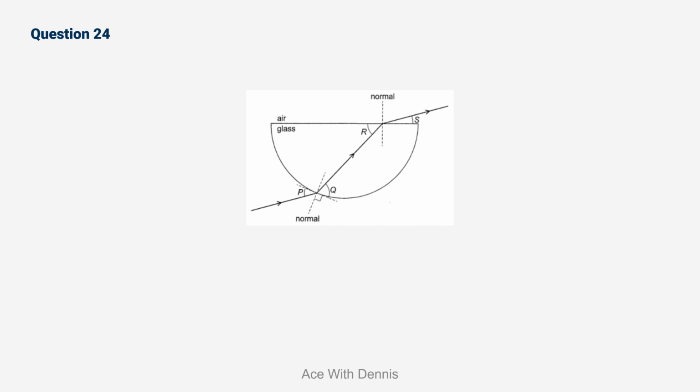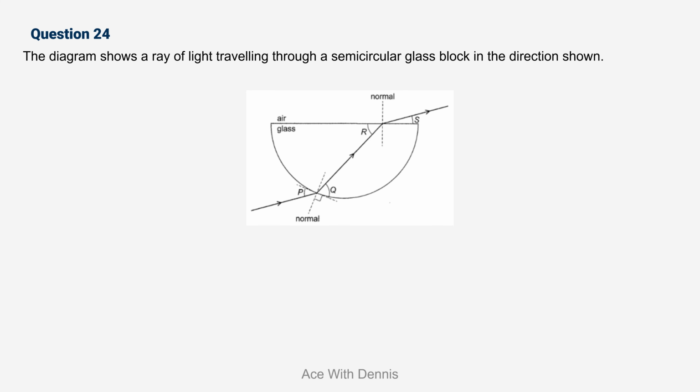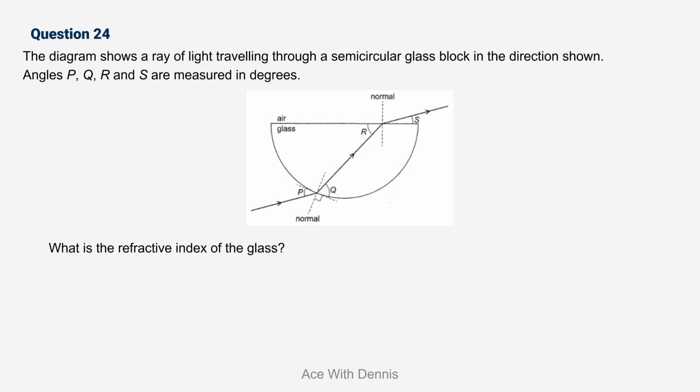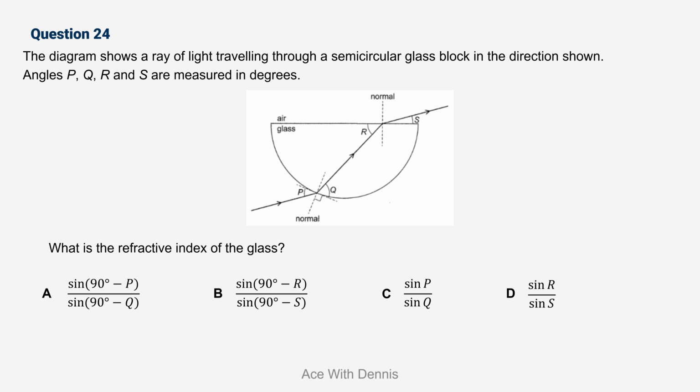Question 24. The diagram shows a ray of light traveling through a semicircular glass block in the direction shown. Angles P, Q, R, and S are measured in degrees. What is the refractive index of the glass? A. Sin (90 degrees minus P) over sin (90 degrees minus Q). B. Sin (90 degrees minus R) over sin (90 degrees minus S). C. Sin P over sin Q. Or D. Sin R over sin S.